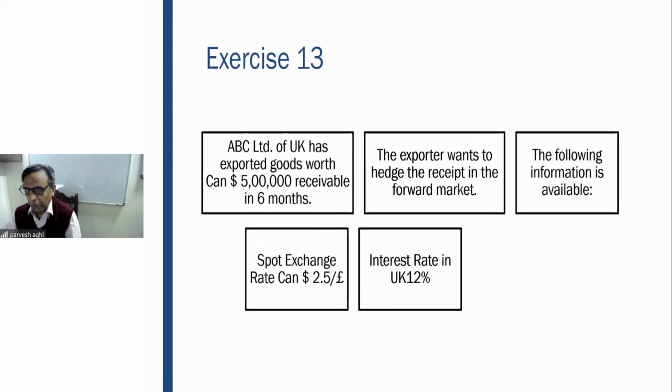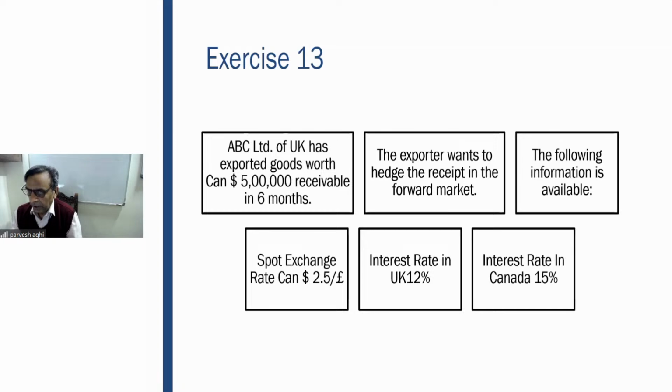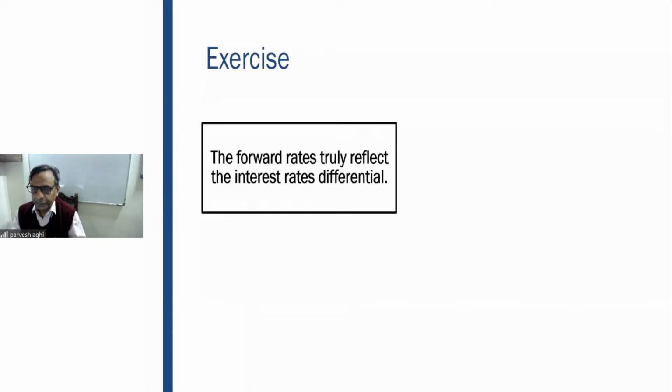Interest rate in UK is 12%. So UK it is 12%, and interest rate in Canada is how much? 15%, which means that the interest rate in Canada is higher and the interest rate in UK is lower. So that means the Canadian currency is going to depreciate roughly about 3% on an annual basis. So for 6 months, it will be around 1.5%. Okay. The forward rates truly reflect the interest rate differential. That means the forward rates are exactly matching with the interest rate differentials.